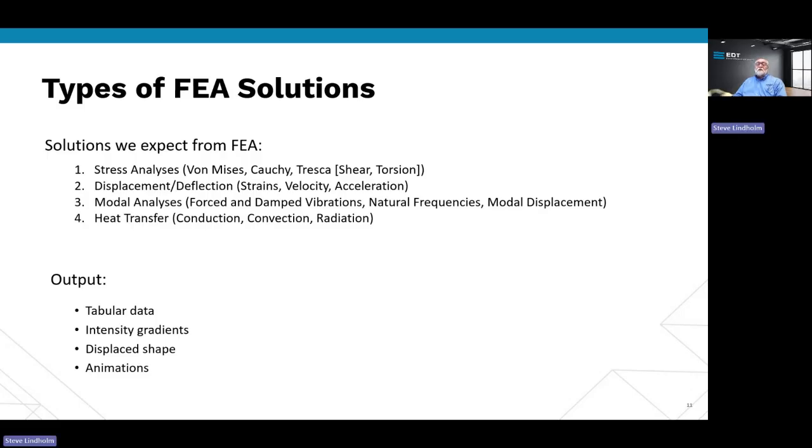Output the program gives directly includes tabular data, intensity gradients, displayed shape, and animations.